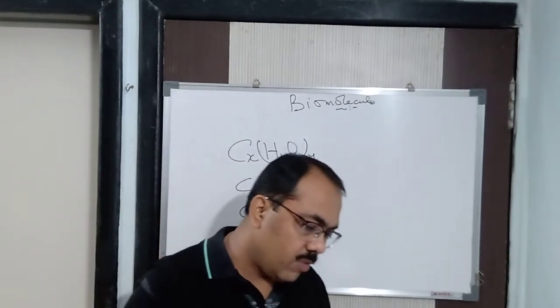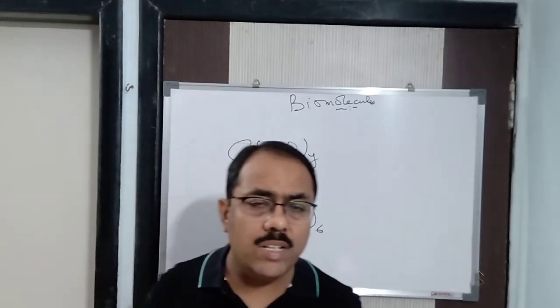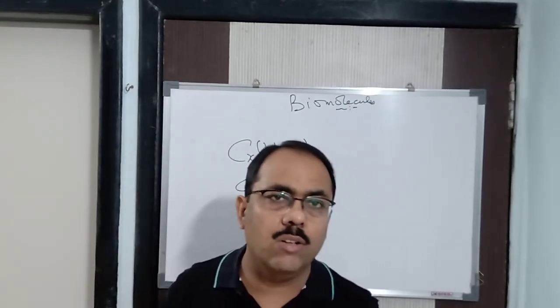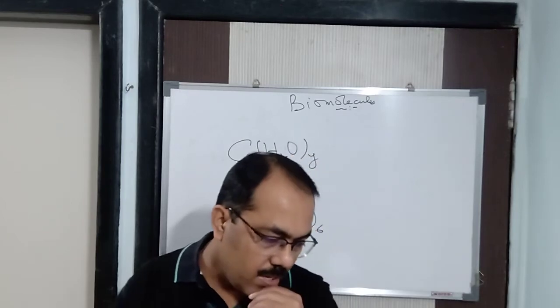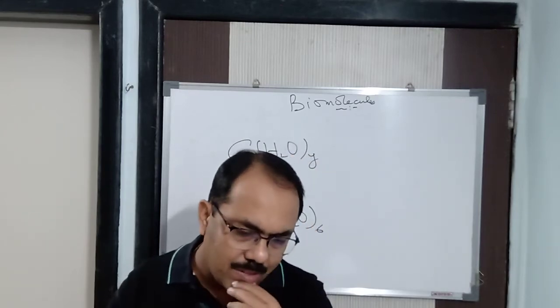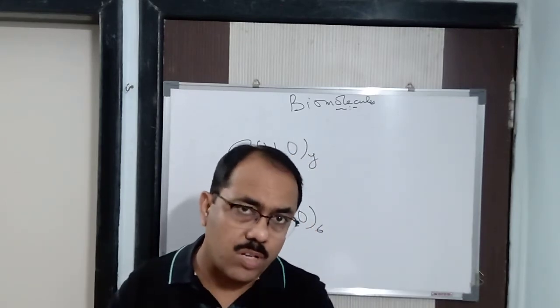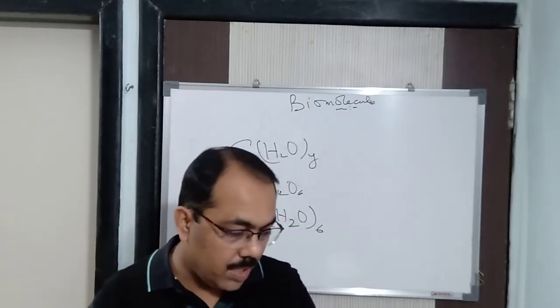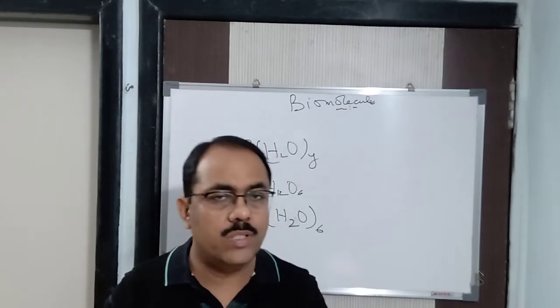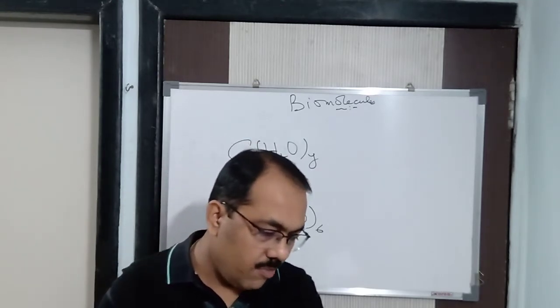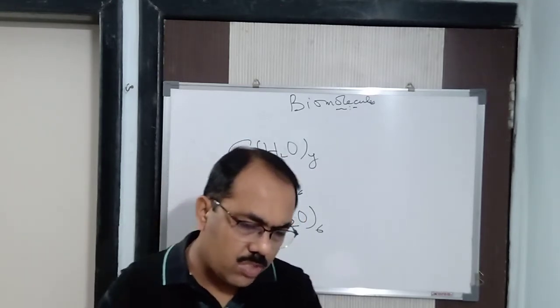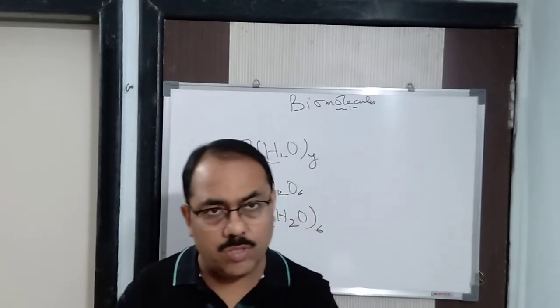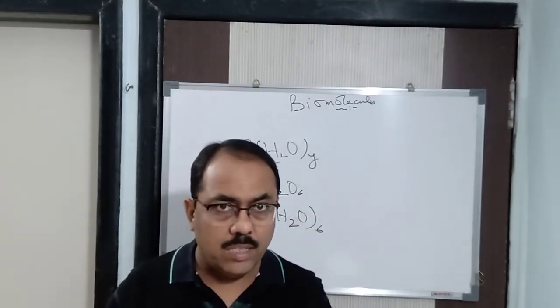What is the general formula? It is (CH2O) whole N, where N is 1, 2, 3, 4, 5, 6, and so on. Generally, the value of N ranges from 3 to 7. Examples are glucose, whose formula is C6H12O6, and fructose, whose formula is also C6H12O6.